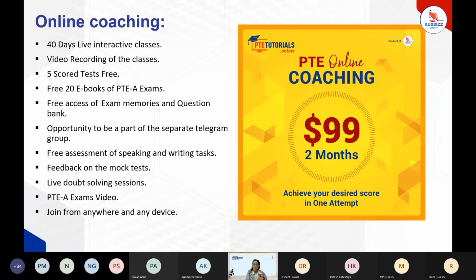There would be a separate Telegram group wherein the students who have registered for the coaching can participate, and they can coordinate with the trainer on a daily basis. There would be free assessment of the speaking and writing tasks, because as I said earlier, there are some tasks in PTE in which we need expert guidance. So for that, we can have the assessment from that online coaching package. Apart from that, mock tests are being provided as an additional part of the package, that is 5 scored tests are provided. So we can get the feedback from the trainer as well.